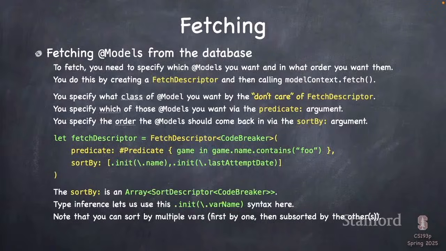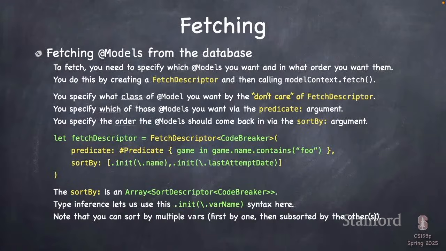Now this sortBy is kind of crazy syntax here. Notice first that it's an array. See that it's an array? In fact, it's an array of SortDescriptors, and SortDescriptor also has a don't care, which is the same thing, CodeBreaker. These are SortDescriptors for CodeBreaker models, and it's an array of them. So first, why is it an array? Well, if I'm searching for my employees, I'm probably sorting them by last name first and then first name last. So the array is just all the things I'm sorting on in order.